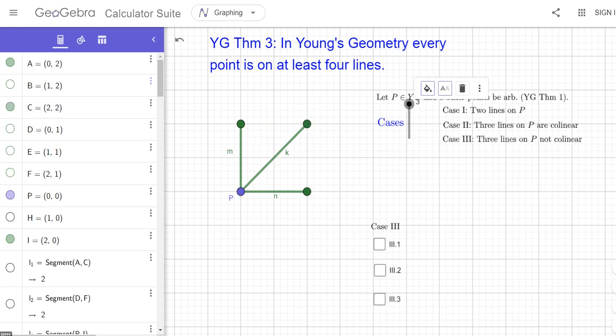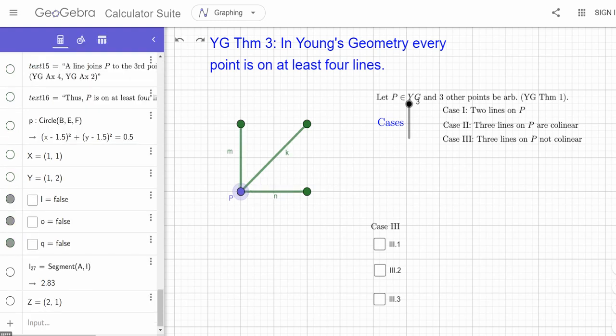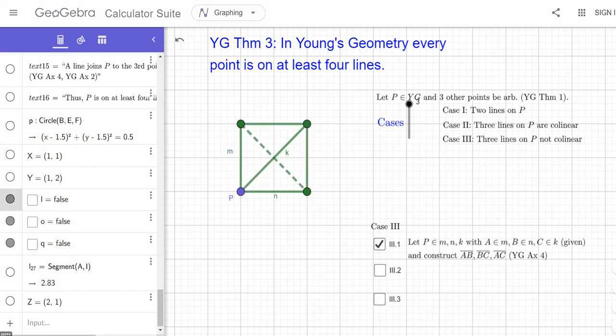Case 3. So this is where, again, we have 3 lines through the points, right? So I've got, oops, let me undo. Okay. And so we have 1, 2, and 3 lines already. So all we have to prove is that there's a 4th one somewhere, okay? And here we're just doing the same thing.